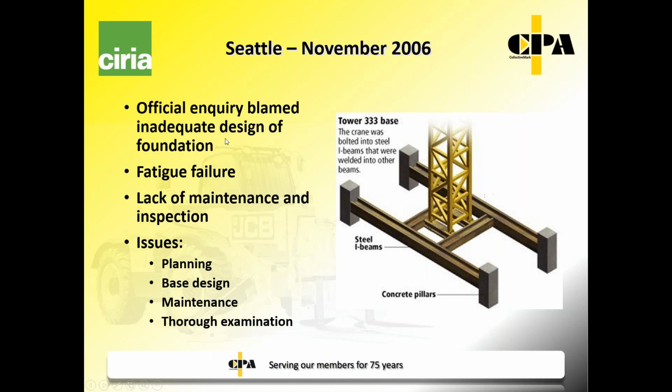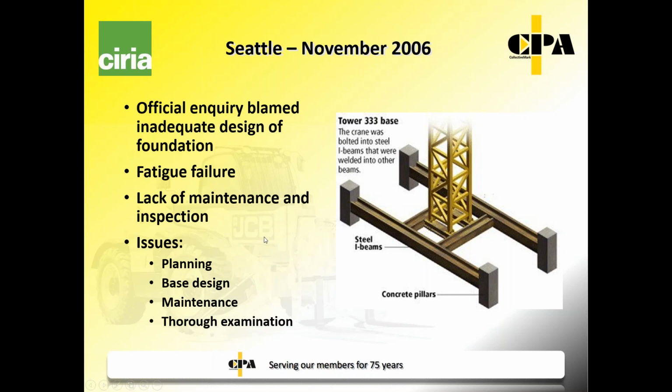What they found was that the loads that were actually in the steel H-frame structure were considerably higher than the design had allowed for. And the result of that was fatigue failure, and there'd also been a lack of maintenance and particularly inspection, because obviously with fatigue cracks, generally they grow at a particular rate rather than leading to instantaneous failure.